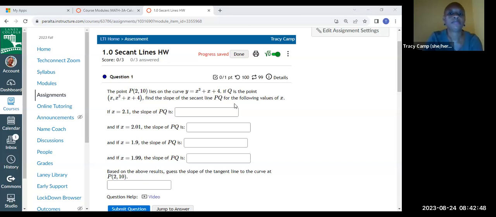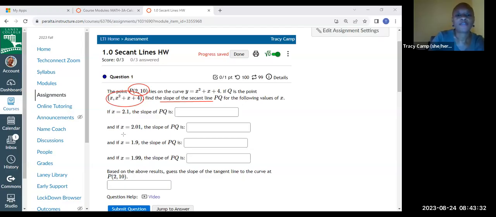So it's asking us really to find the slope of a line, just like in algebra, just like in pre-calculus. One way to find the slope of the line is to use the slope formula, y2 minus y1 over x2 minus x1. We're going to use that again. They give us our x1 and our y1, that's this point 2, 10. And then our x2 and our y2 will always be this right here.